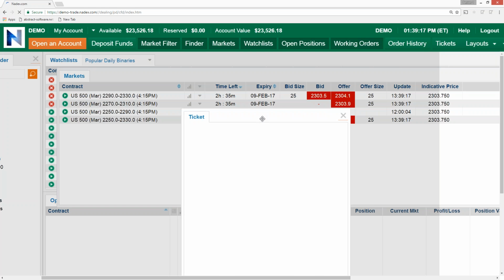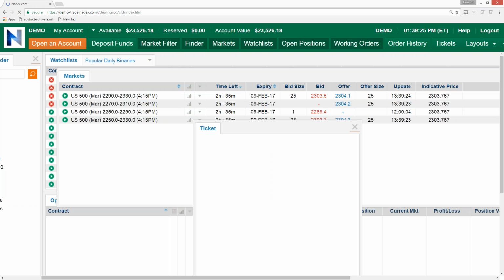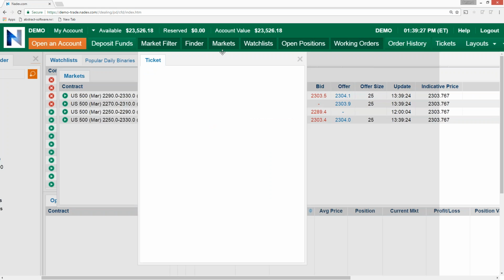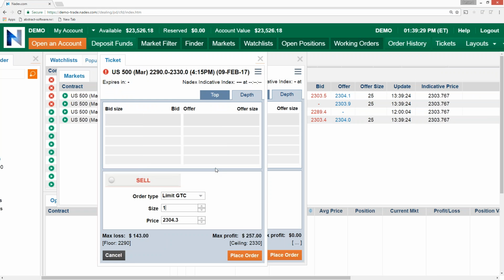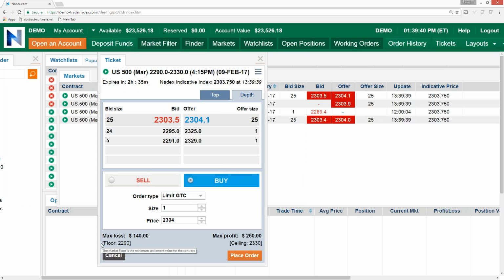So when I do this, I can still approach it with an order that would try to get me in at mid-market. I don't know why this ticket's not loading. Maybe I need to zoom out. Oh, there we go. So let's say that I wanted to try and get in at the mid-market price, right at 2304. We'll take a look. My risk and reward are defined. The floor of the spread is 2290, which is 14 points below my current level, right? $140 in risk. The ceiling of the spread is 2330.